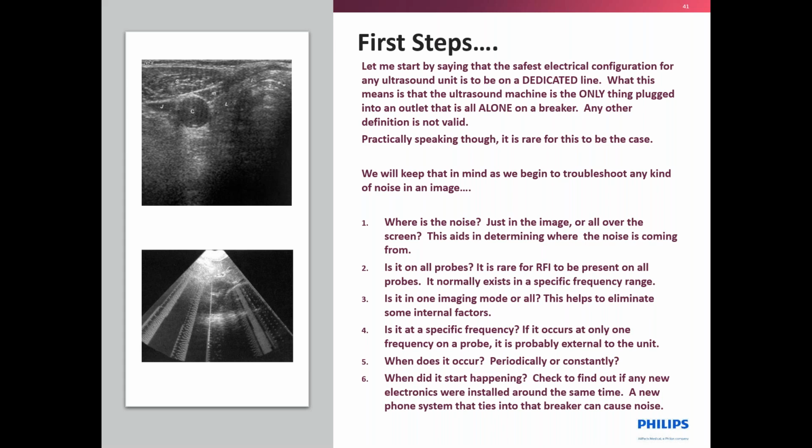The reason I always ask this question is I have had several situations where the noise is external to the system, and it only happens at timed intervals. Figuring out what else is going on in the room while that interval is occurring helps you to figure out what's causing the noise to get interjected into your image. When did this start happening?